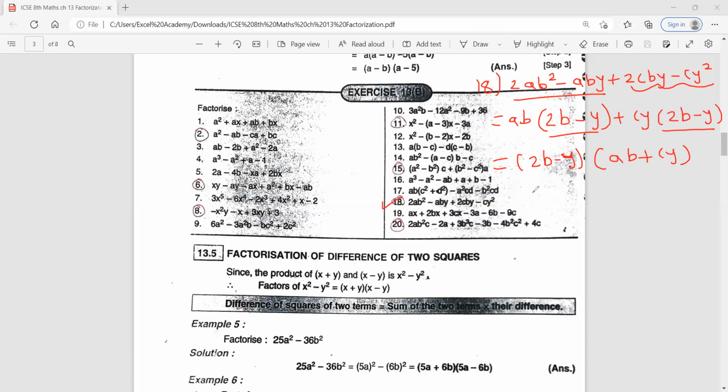नाही 3 नाही, ते पण 2 लाच येतं. ओके, 19th करूया. ax plus 2bx plus 3cx minus 3a minus 6b minus 9c. बोला, काय कॉमन घ्यायचं?